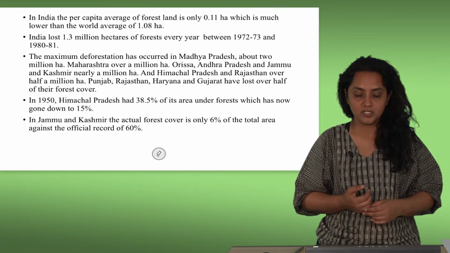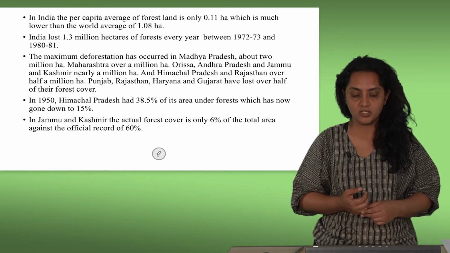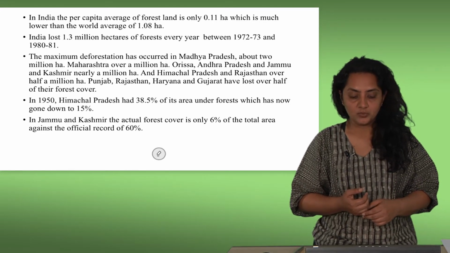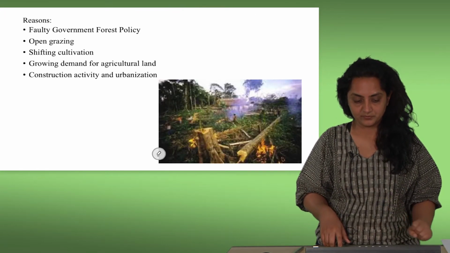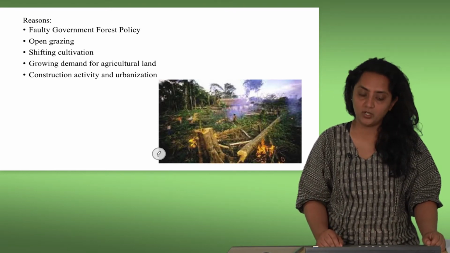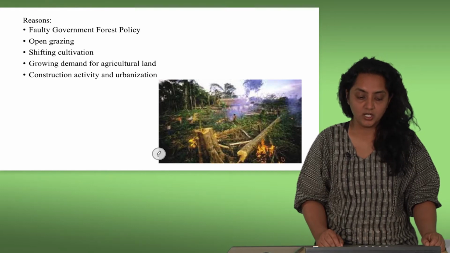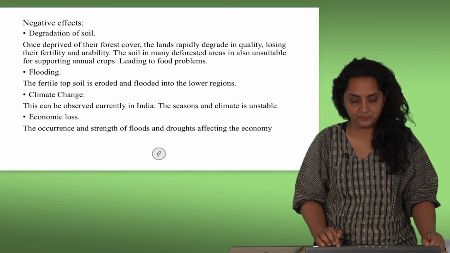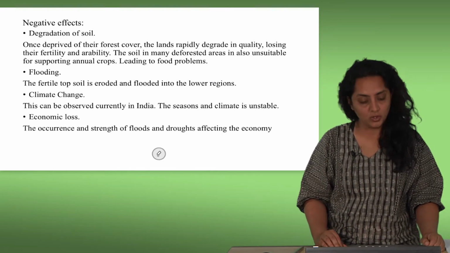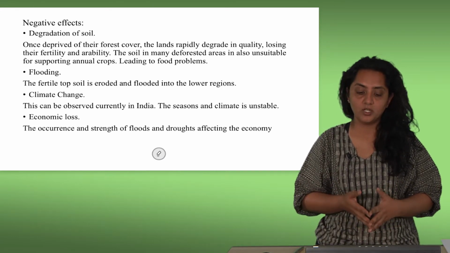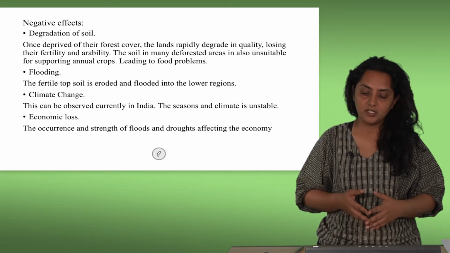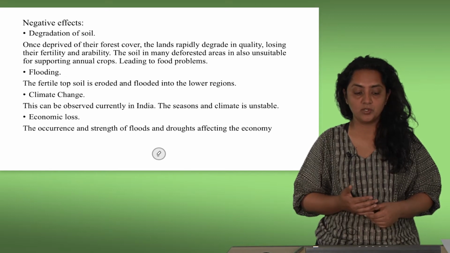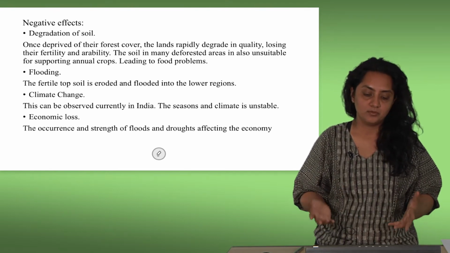In 1950, Himachal Pradesh had 38.5% of its area under forests, which has now gone down to 15%. In Jammu and Kashmir, the actual forest cover is only 6% of the total area against the official record of 60%. Reasons: faulty government forest policy, open grazing, shifting cultivation, growing demand for agricultural land, construction activity and urbanization. The negative effects: degradation of soil. Once deprived of their forest cover, the lands rapidly degrade in quality, losing their fertility and arability. The soil in many deforested areas is also unsuitable for supporting annual crops, leading to food problems.